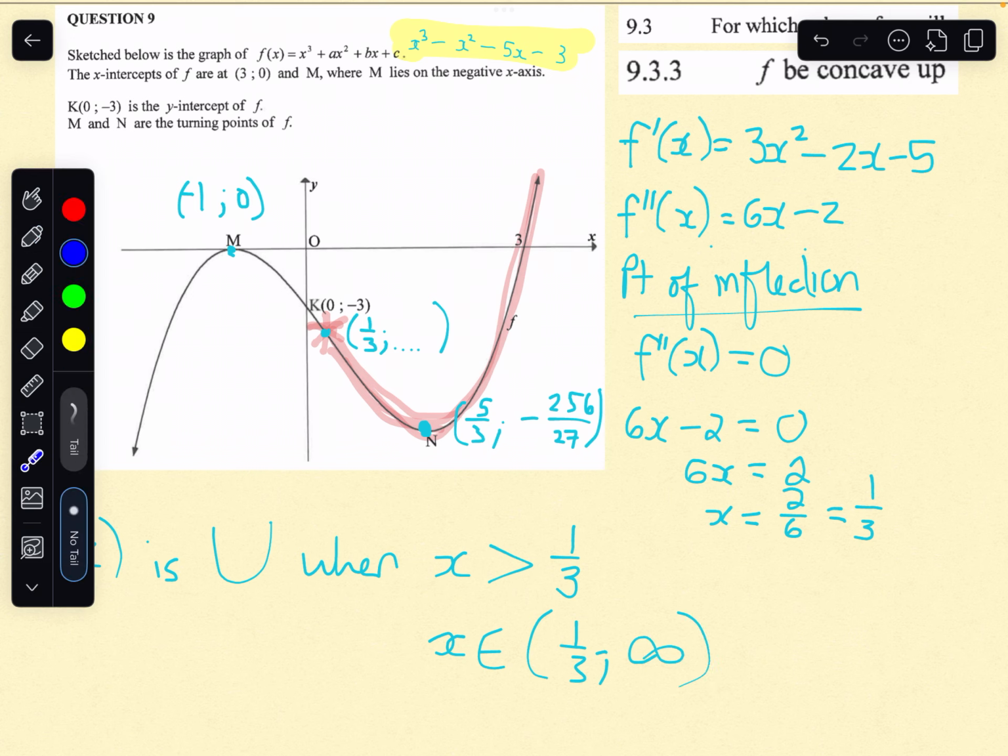And I think we don't include it for pretty much the same reasons as with the increasing and decreasing thing. At the point of inflection, the graph is neither concave up nor concave down. It's switching from one to the other. So it's only after a third that it becomes concave up.